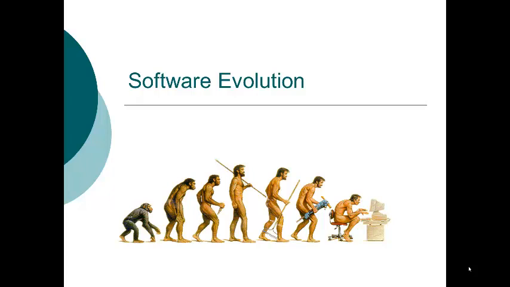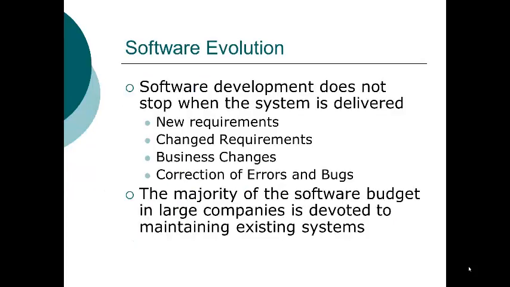So let's start by taking a look at software evolution. Basically, software development doesn't stop when the system is delivered. A lot of times after the system is delivered, you have new requirements, changed requirements, business changes, correction of errors and bugs, new modules that you add in if you're making a video game. And the majority of the software budget in large companies is actually devoted to maintaining existing systems.